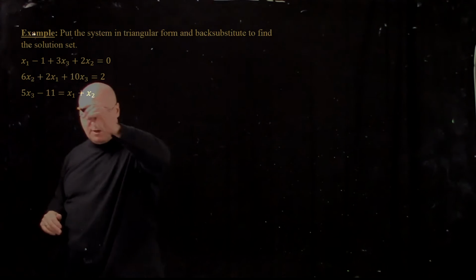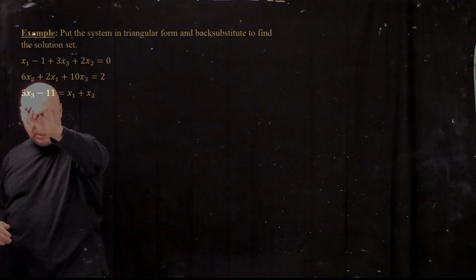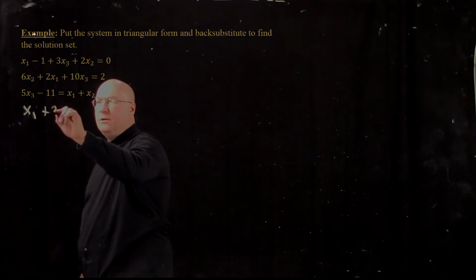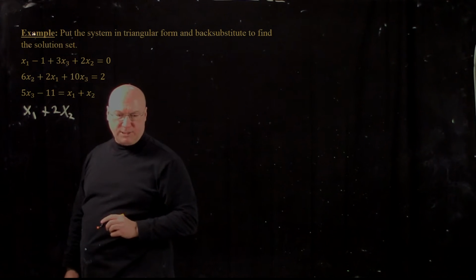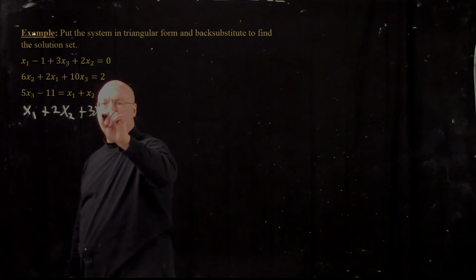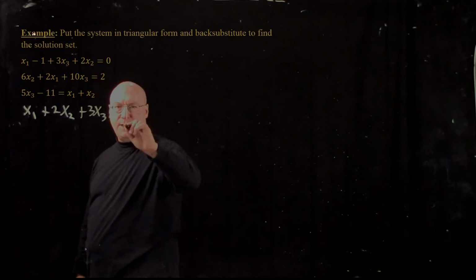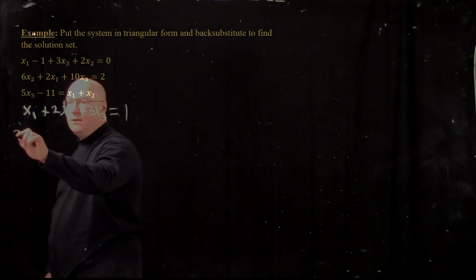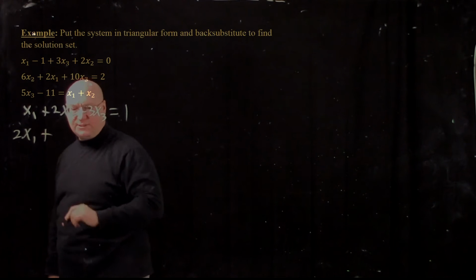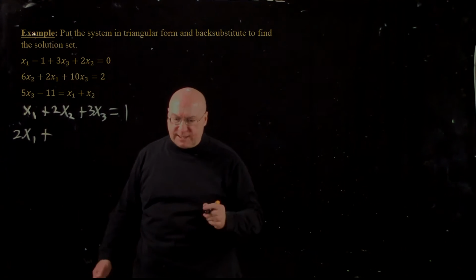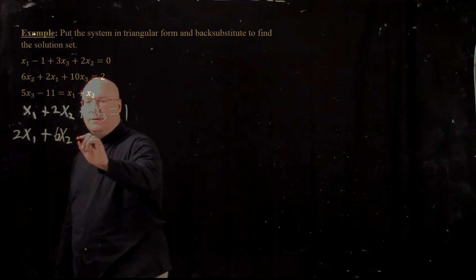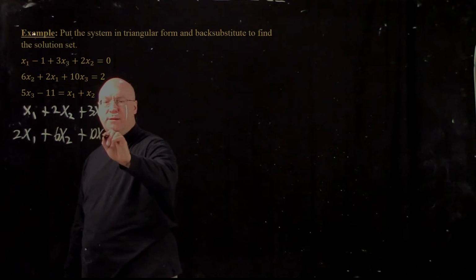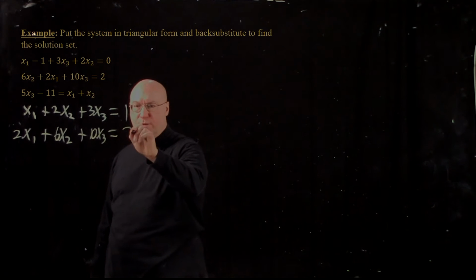So let's rewrite the very first one. The very first one should be x1, then plus 2x2, and then plus 3x3 equals, and that'll become a positive 1 when I throw it to the other side, right? Then it looks like I have a 2x1 plus a 6x2 plus a 10x3, and that equals 2.